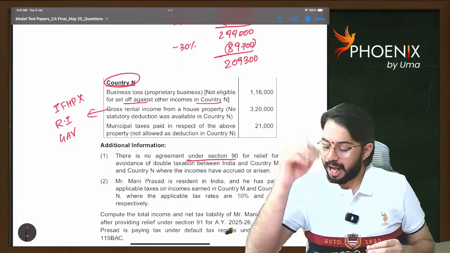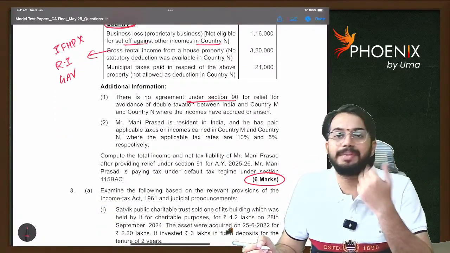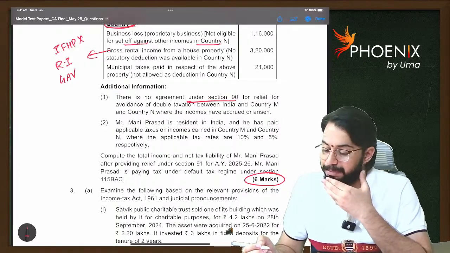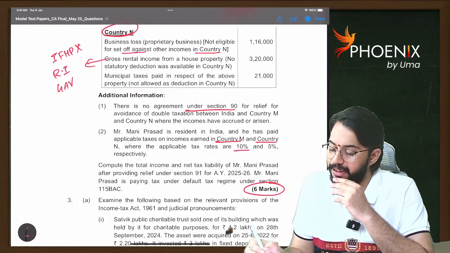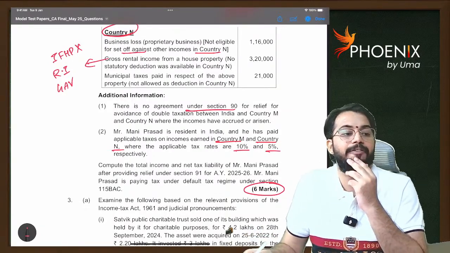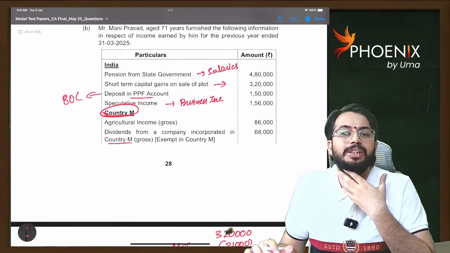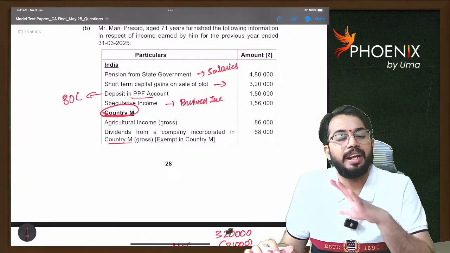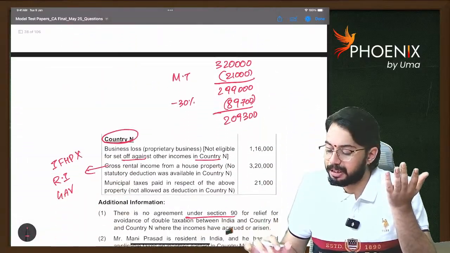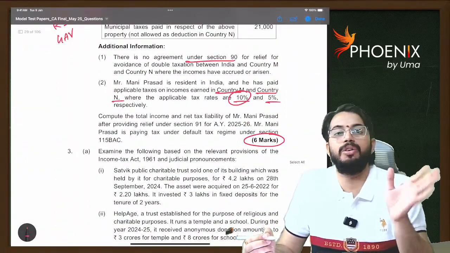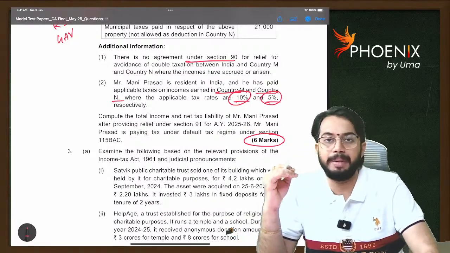Correct? Actually, this is asked for 6 marks, very less. Many adjustments are there. Two countries' incomes are given, and he asked it only for 6 marks. Here it was given that in country M, tax rate is 10%. In country N, tax rate is 5%. Are you able to understand? Now, I think you can do. First, calculate tax on total income, entire income. Then calculate average tax rate in India. Average tax rate in India must be compared with 10%, whichever is lower should be taken. Average tax rate in India must be compared with 5%, whichever is lower should be taken.